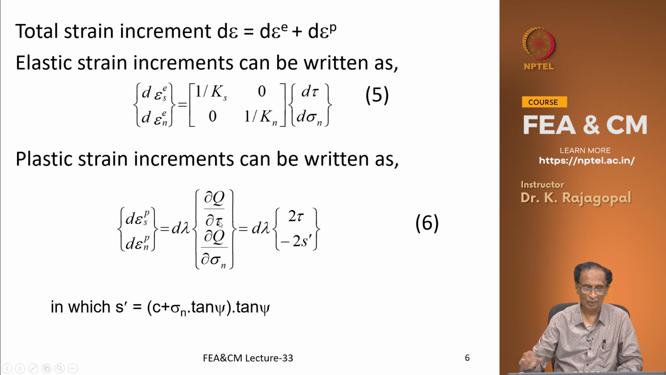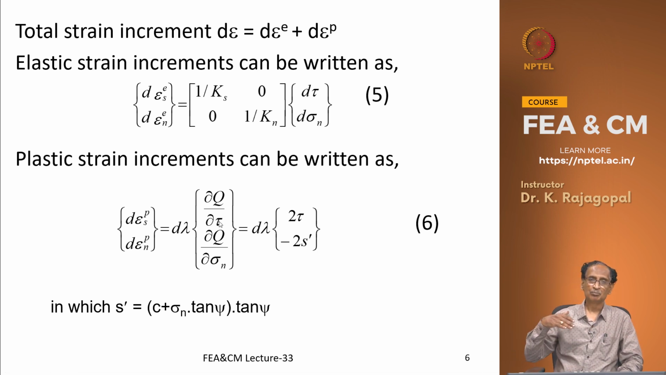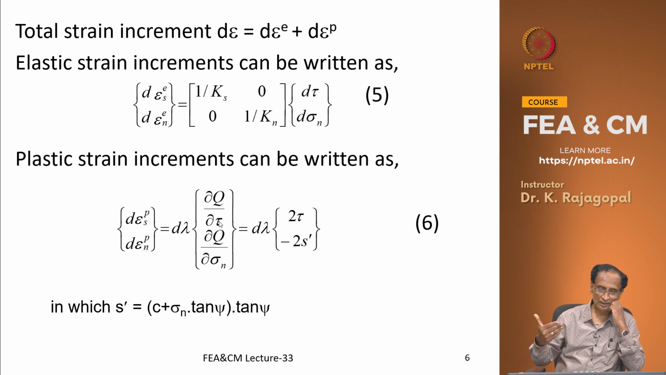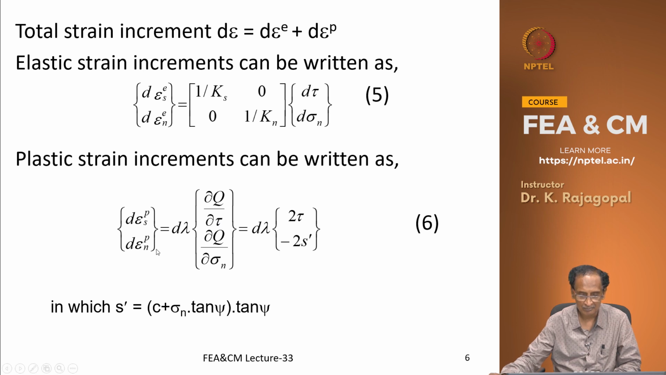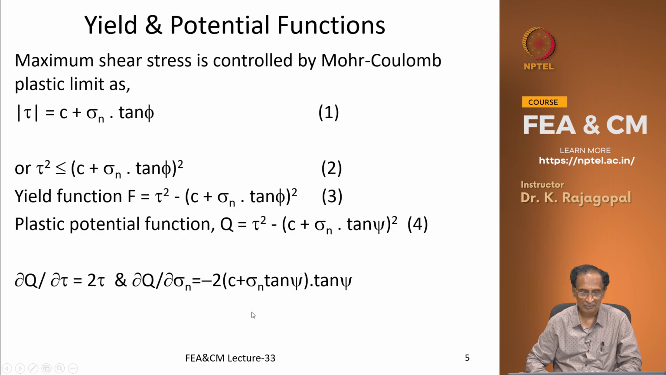So, because our tau is in the shear direction epsilon s and sigma n is in the normal direction, this we can write as d lambda times 2 tau and minus 2 s prime, where s prime is (c plus sigma n tan psi) times tan psi, because actually our dou q by dou tau and dou q by dou sigma n are written like this.